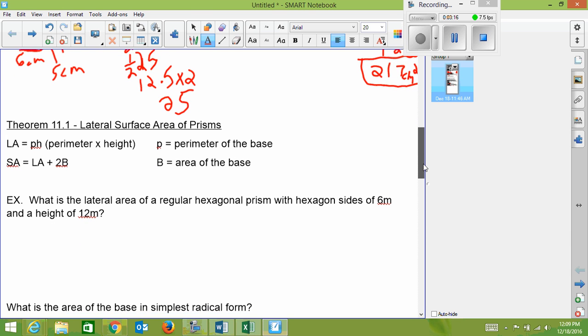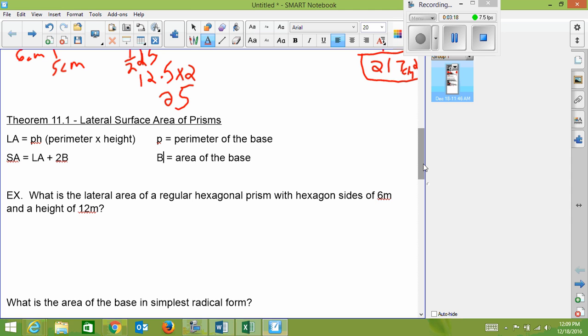So here's my example. What is the lateral area of a regular hexagonal prism with hexagon sides of 6 meters and a height of 12 meters? If we look through that, what are we going to have to use for that? Lateral area.